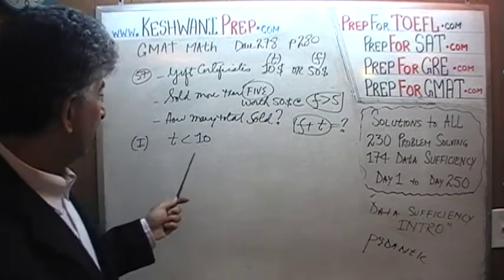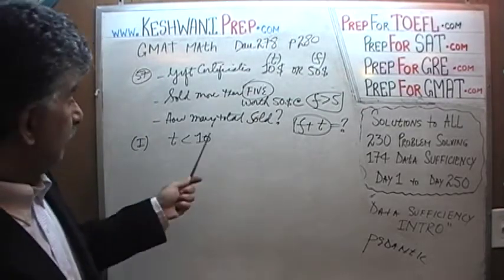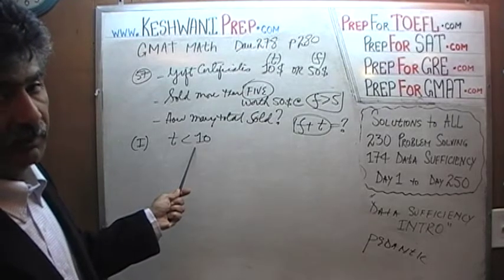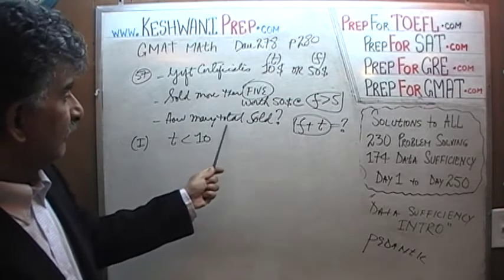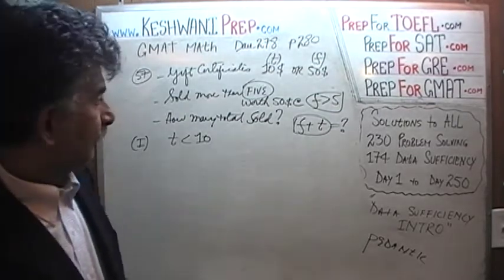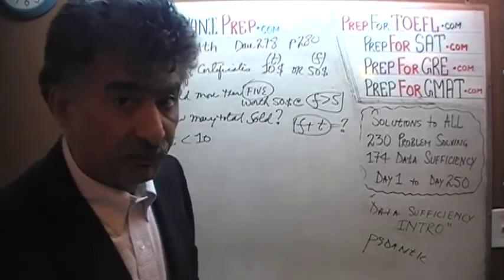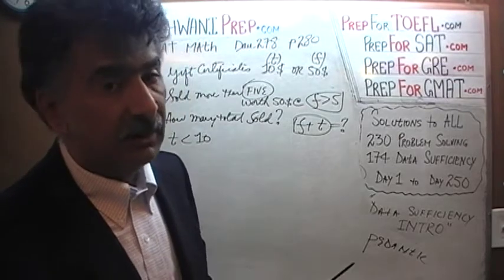Is that going to enable us to figure out how many total were sold? The answer is no. Simply knowing that we sold fewer than 10 cheaper gift certificates is not going to enable us to know how many total we sold. There's not much in there. It is not worthless information. It might come in handy later on. We do not know yet, but it's not sufficient.